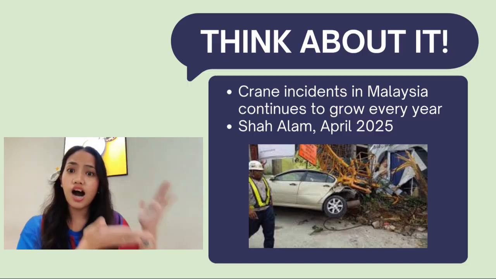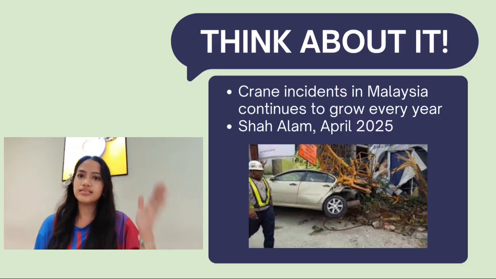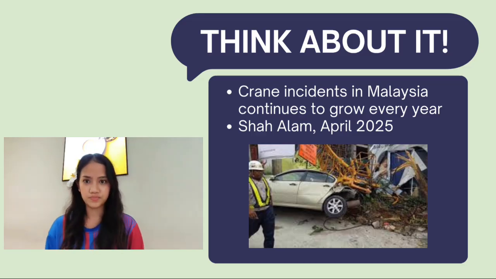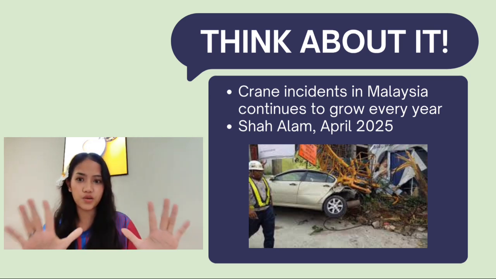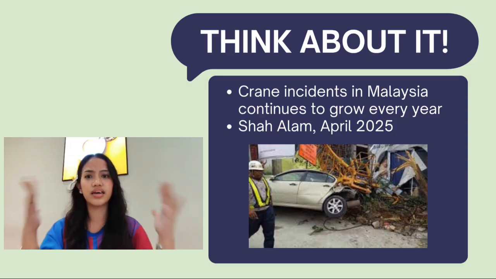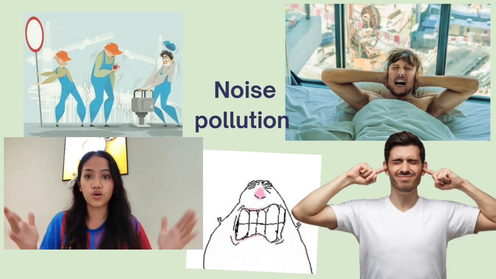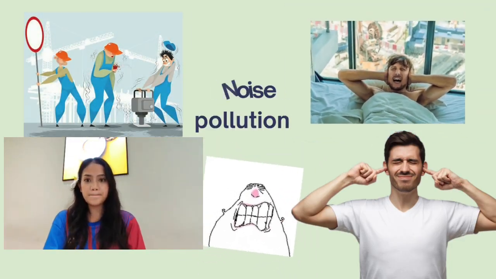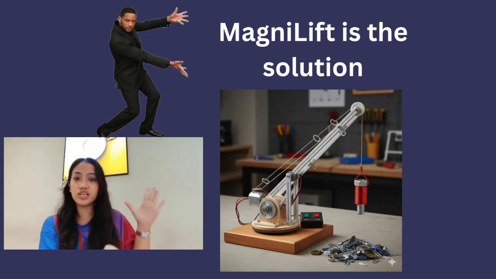Take a good, hard look at this image. This isn't a scene from a disaster movie. This incident takes place at Shah Alam, Malaysia in April of this year. A towering piece of machinery, a symbol of progress, suddenly becomes chaos and danger. Not only that, cranes also cause noise pollution which disturbs people's harmony in that area. Of course, we don't want that to happen, right? That's why we created Magnilift, which can solve that problem.